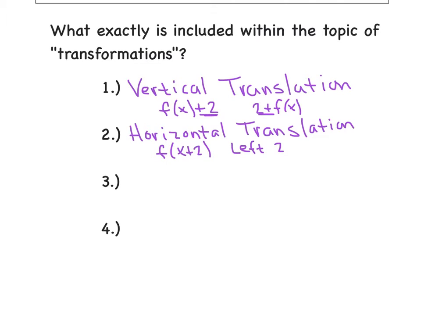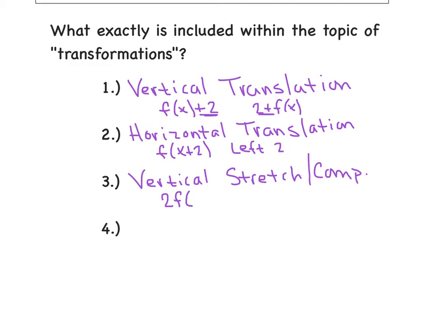The other two that we're not as comfortable with yet, we'll start off with what we call a vertical stretch. And a stretch could also include a compression, so I should also include that here: compression. What's happening here is the 2 is now a multiple of f of x instead of an additive. In this case, we're making the graph twice as tall as it originally was. The key is that we're going to multiply each y value by 2.